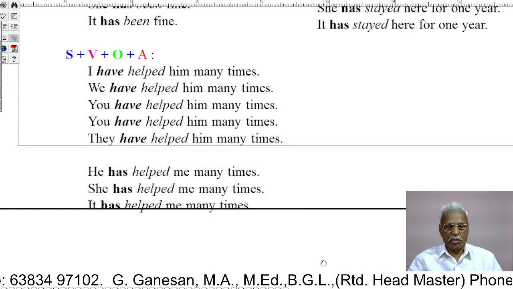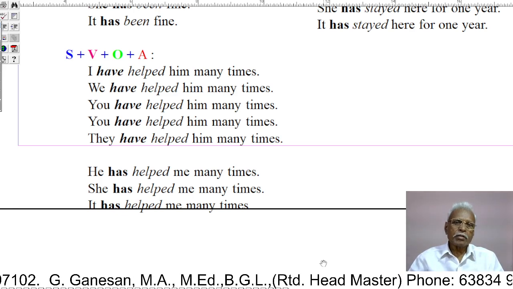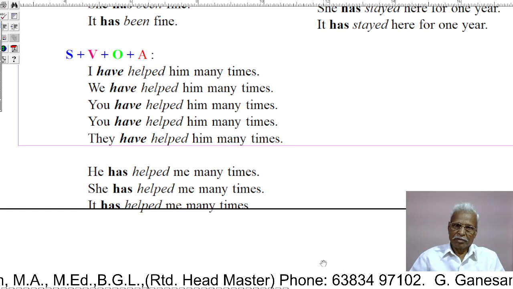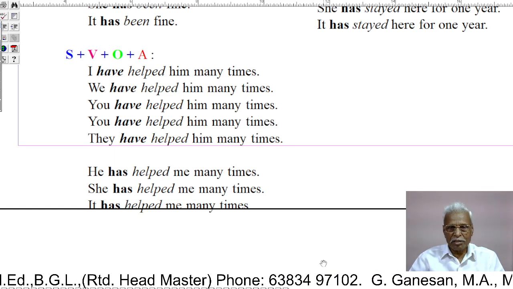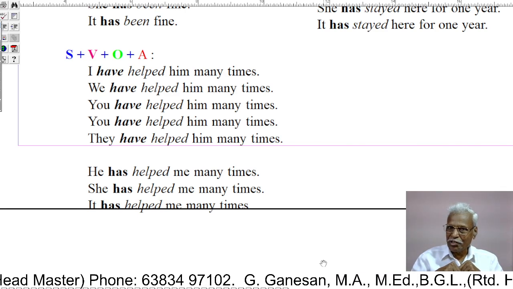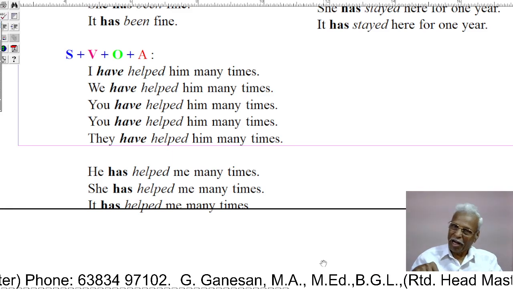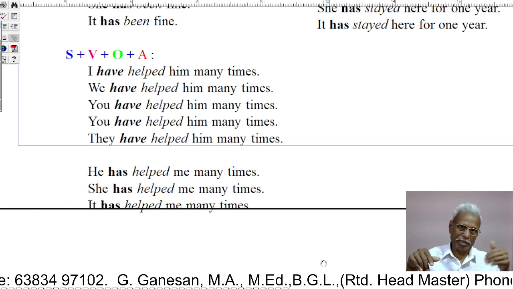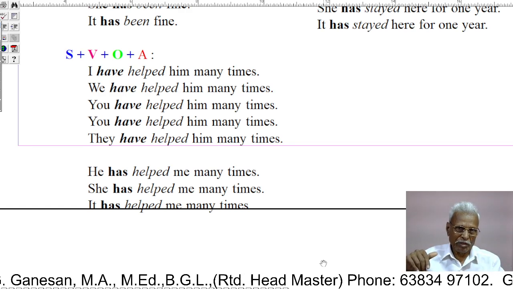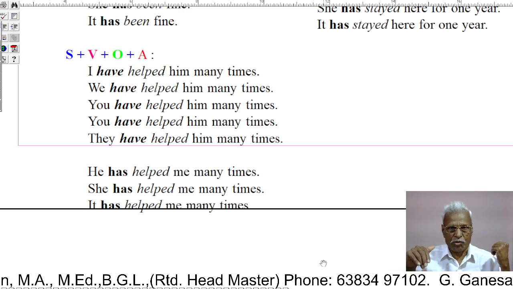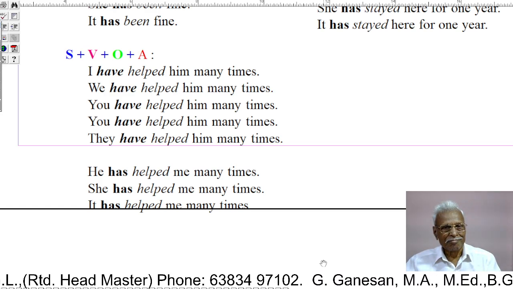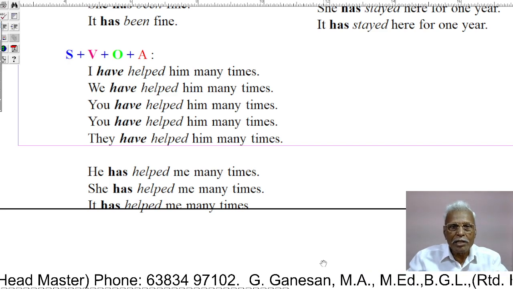SVOA, subject, verb, object and adverb. This is urgent. I have come to him many times. It doesn't mean that I am helping him now. I have helped him once, many times in the past. I have helped him many times. I helped him many times in the past. So now I am telling, at the time of speaking, I have helped him many times.